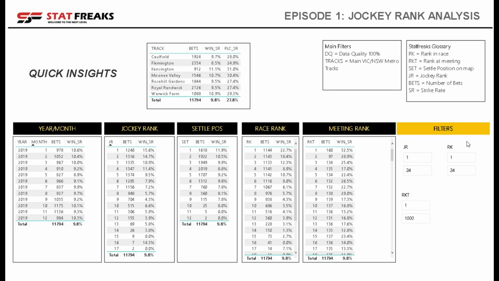Now these tables down the bottom represent the entire 2019 calendar year and month by month. Unfiltered, we haven't applied any filters for any rankings, so that strike rate there is just the strike rate of everything. If you were to back every runner in the data set, it roughly wins 9.8% of the time. We've got the jockey rank and a breakdown of all the strike rates for win, where it settles, the rank of the race and the rank of the meeting.